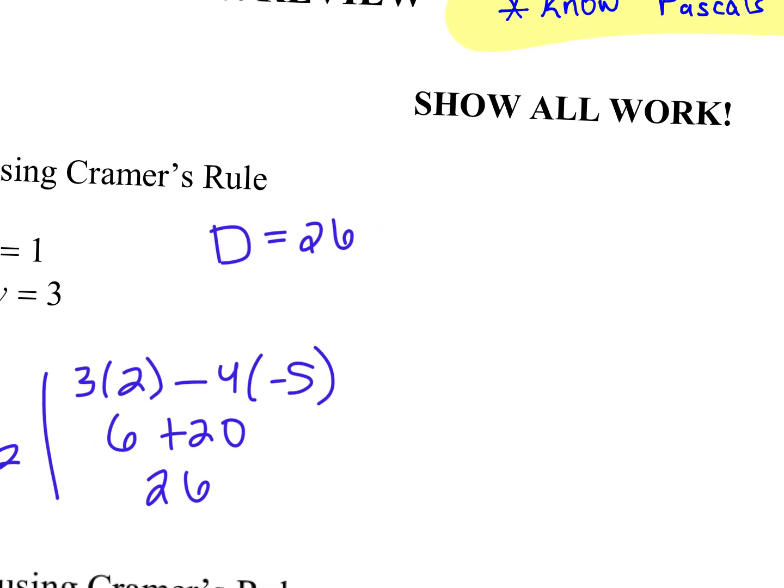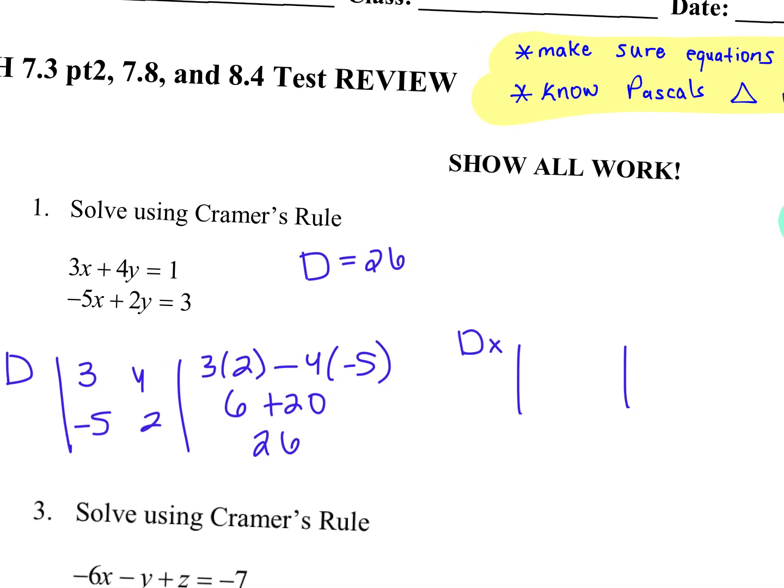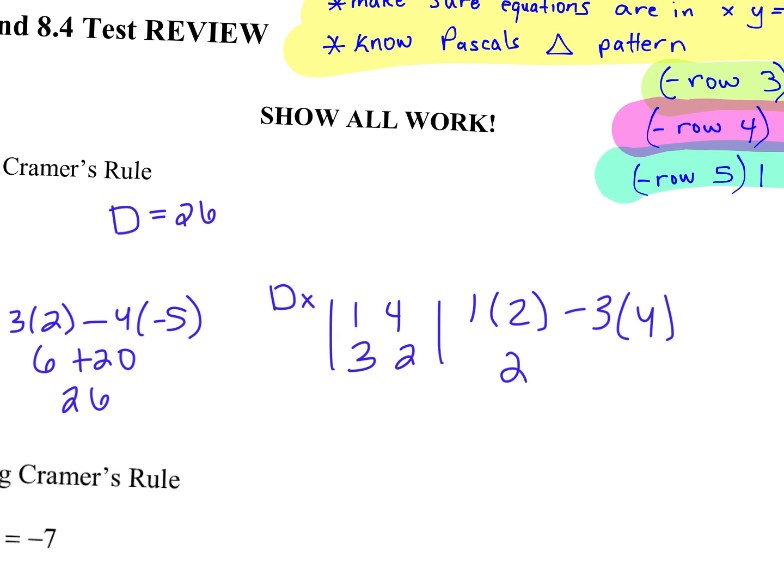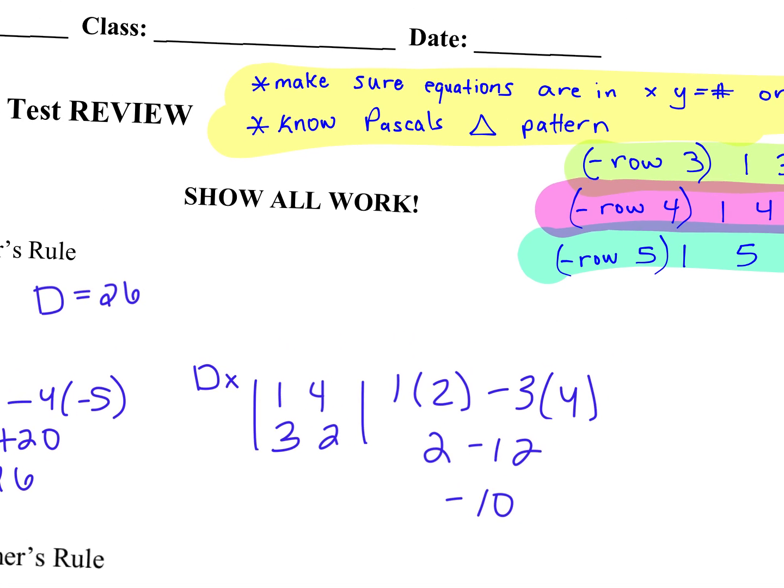So now we have to find d sub x. How do we do that? What goes in the x column? The answers. Good. So this is 1 and 3. And then what are your y's? 4 and 2. Again, it's going to be top left times bottom right. So 1 times 2 minus 3 times 4. What is 1 times 2? 2. What's -3 times 4? Minus 12. So 2 minus 12 is what? -10. Okay, so your d sub x is -10.